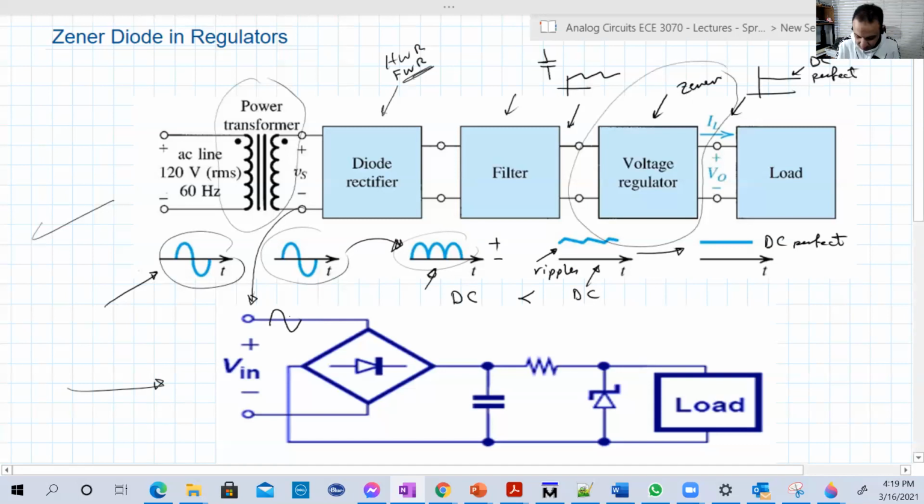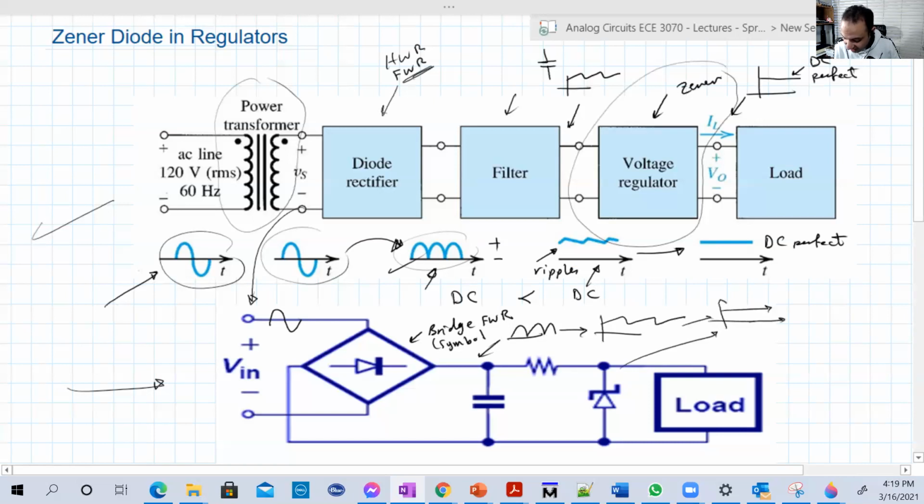which should be like this. This is, by the way, the bridge full wave rectifier, so this is basically a symbol for it. Without the capacitor, the output here is like this, just what we see here. Then this capacitor will convert that output into something like this. And we're gonna see now how this zener will make this output even more like DC. And this is basically the load, just like a resistor, for example.